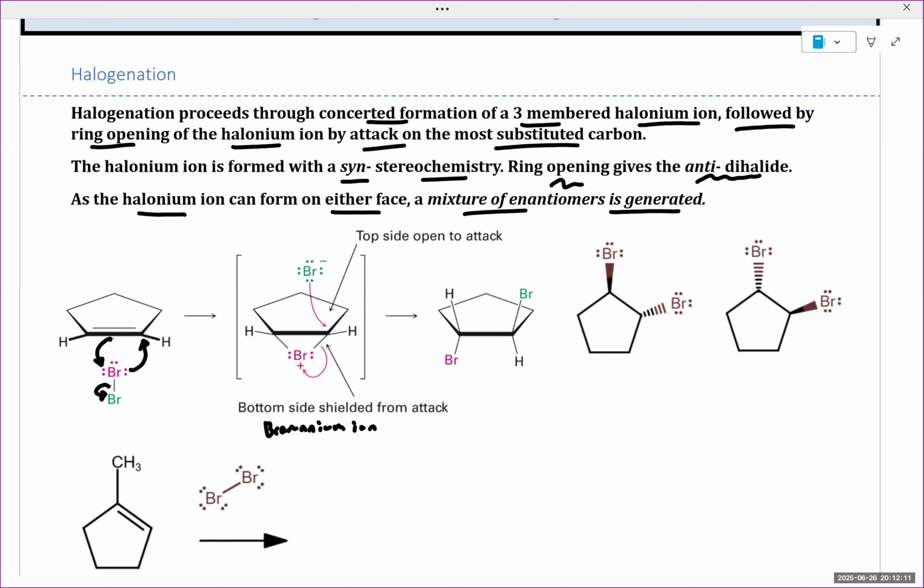From here, the bromonium ion is attacked from the opposite face by a second equivalent of the halogen, which is the bromide anion. The bromide anion opens up the bromonium ion, and that yields the dihalide. The dihalide is formed with anti-stereochemistry, and as a result, both halogens are on opposite faces of the molecule. We get a mixture of enantiomers as the bromonium ion can form on either the top or bottom face.